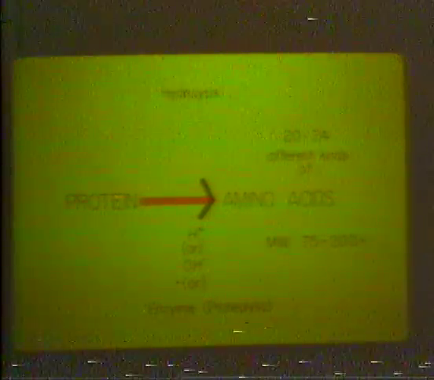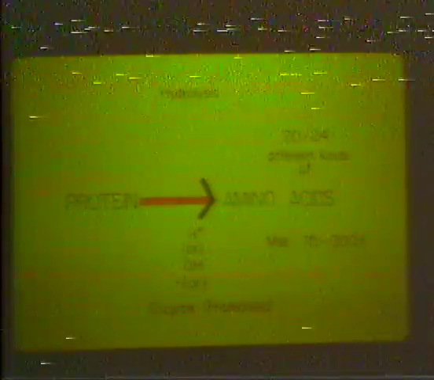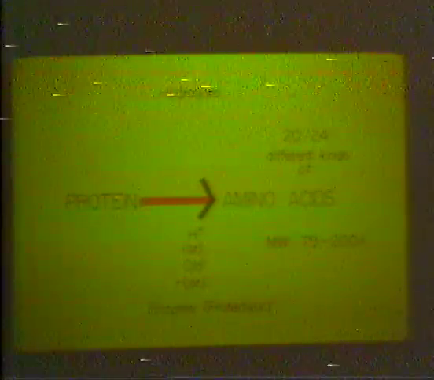The amino acids which arise from protein hydrolysis are 20 to 24 in number. The molecular weight of the amino acids is from 75 to some 200. Now we'll turn to the slide. We'll briefly look at some of the general methods of classification of amino acids.